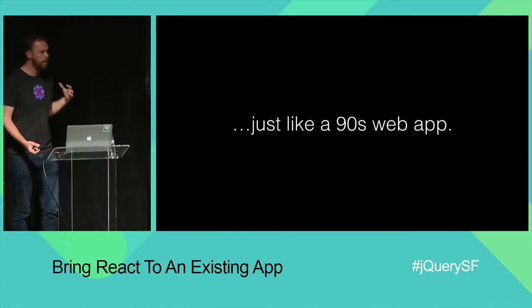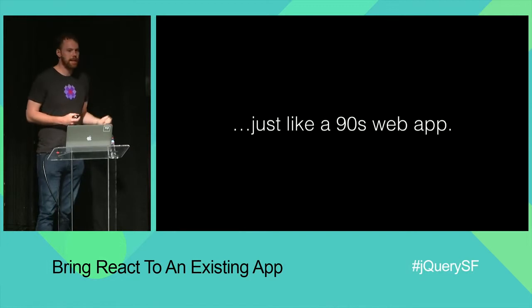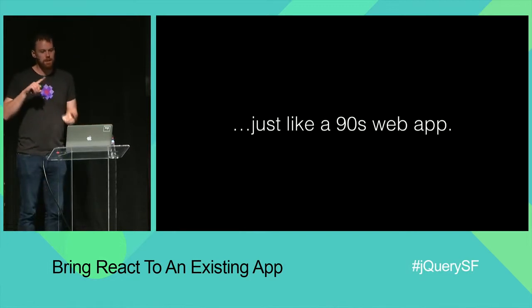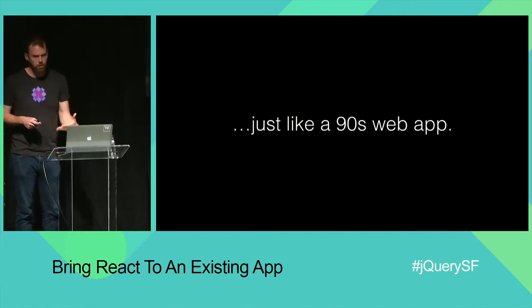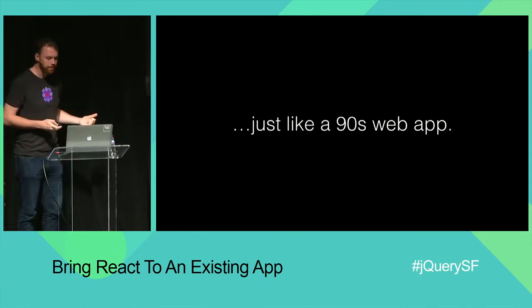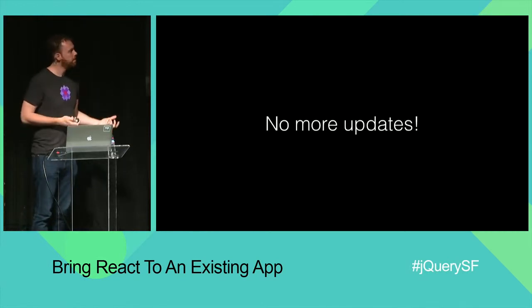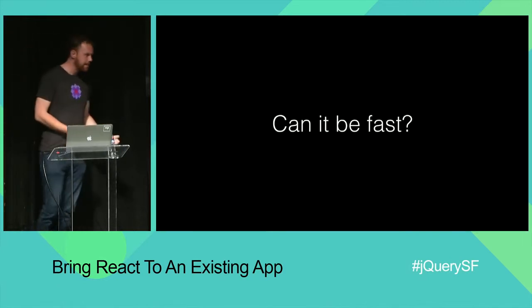Now, say what you will about server-rendered web apps in the 90s, they were pretty easy to build in the sense that you didn't really have bugs with state transitions. When you wanted to update something, you ran an update query to the database, and then you downloaded a fresh web page. You didn't have different counts of things getting desynchronized because there were no more updates. But the real question is, can we make this fast?